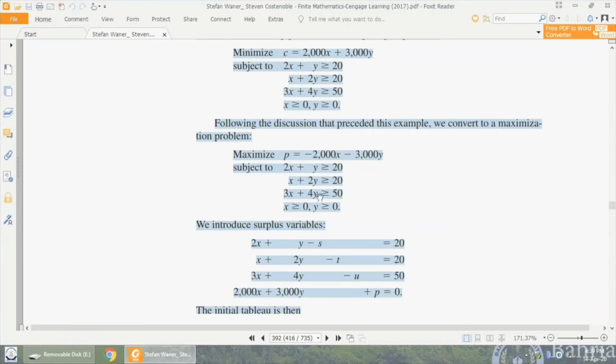So in this case, you can just consider this as 3, and this is 2. And you have to subtract something from it to make it equal to this constraint. So it's minus s, minus t, minus u, and p positive, because that is the objective function.